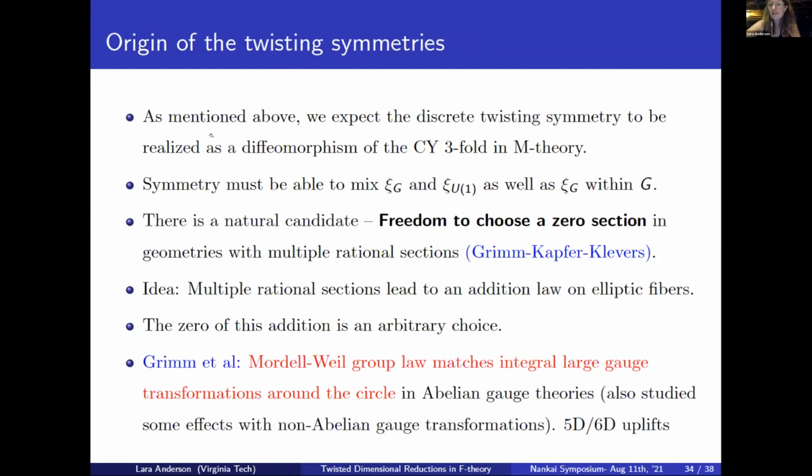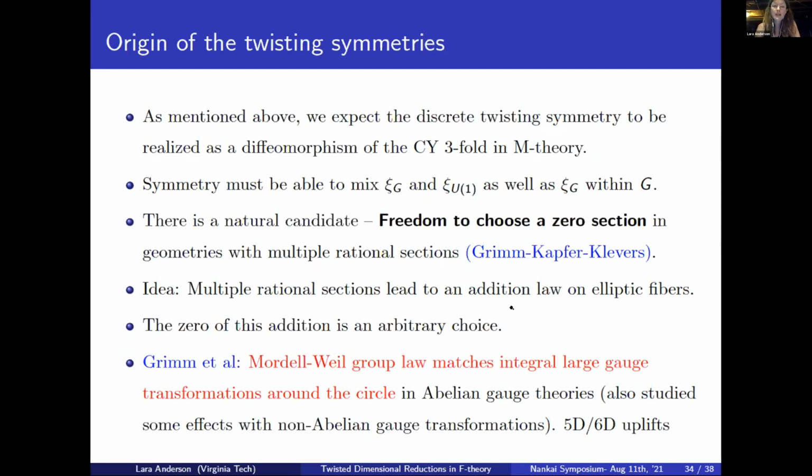To jump to the punchline, we believe that this has already been highlighted in some form in the string literature by work of Grimm, Kapfer, and Klevers, which is that the description of all of this from the point of view of a single elliptic fiber is actually artificial. The Weierstrass model, if you have more than one U1 in play, so there is more than one Weierstrass model that could be written down by choosing which is going to be the 0 section of your elliptic fibration according to this Deligne procedure. This freedom allows you to introduce basically a discrete diffeomorphism into the Calabi-Yau threefold that allows you to attempt to twist the gauge theory by it.